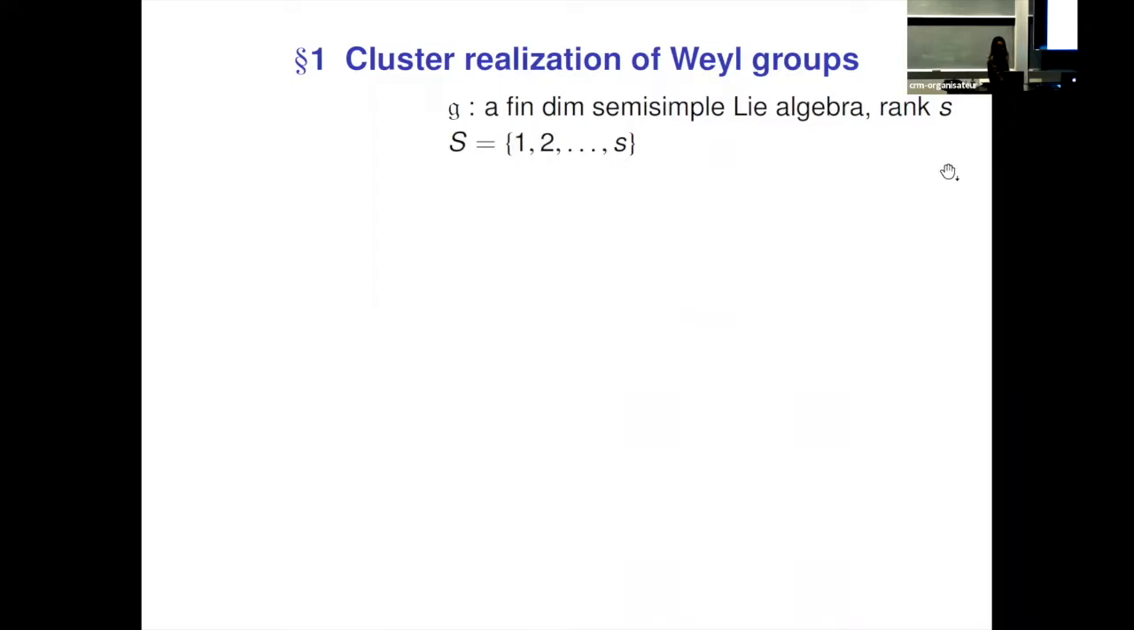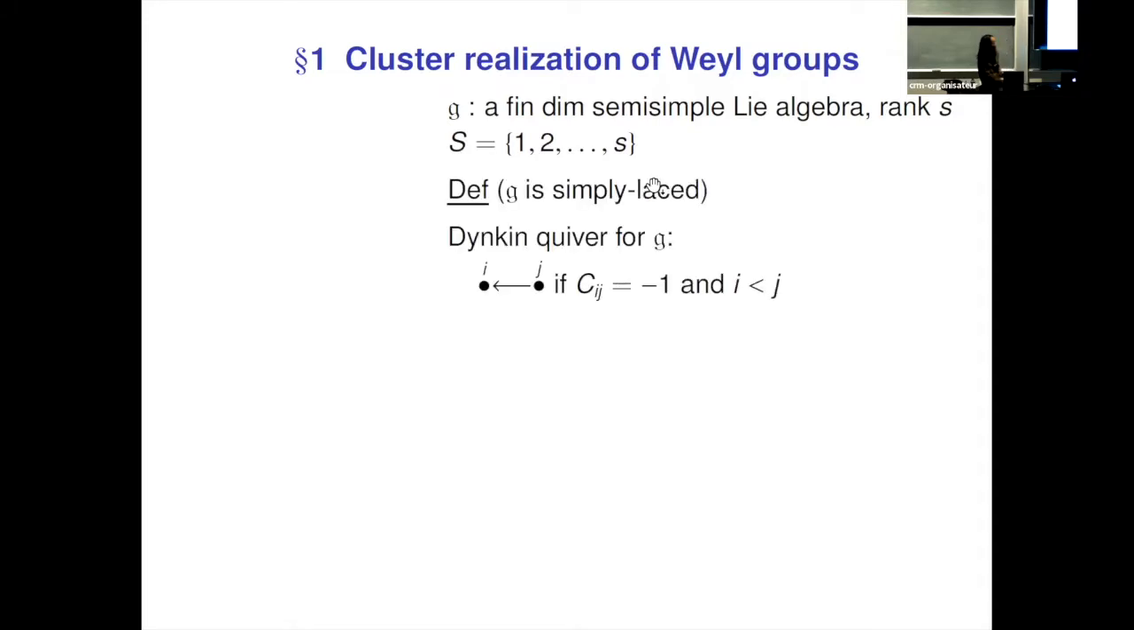So let's consider g, a finite dimensional semisimple algebra whose rank is s. And this capital S is a rank set. Then from now, I continue to consider the skew symmetric case, namely g has a simply laced Dynkin diagram. Then in this case, we define the Dynkin quiver for g as follows. So there is a number I at the vertices in the Dynkin diagram. And by following this number, if j is bigger than i, then we draw an arrow from j to i if they are connected.